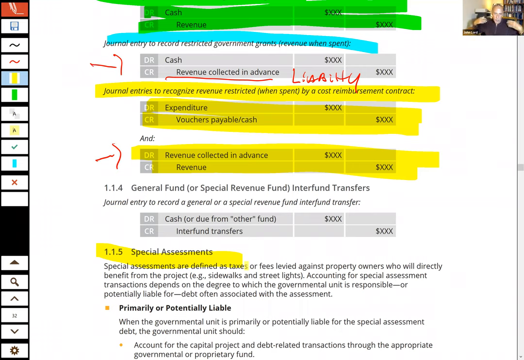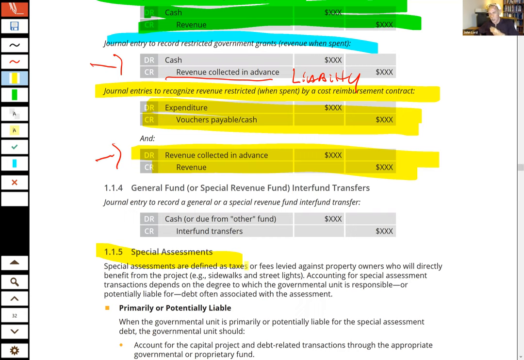Now, we're going to have to get the money to put in the streetlights. So let's say we issue debt. If we issue debt and the government is potentially or primarily liable for that debt for those streetlights, then we're going to account for that in the capital project fund. The money comes into the capital project fund. We spend that money out constructing the streetlights. If for whatever reason we're not able to pay back those bondholders, the government will step up and cover that debt. Let's say there's some sort of depression or something and the taxpayers are walking away from their property and they're not paying their property taxes, then the government will step up and pay that debt.